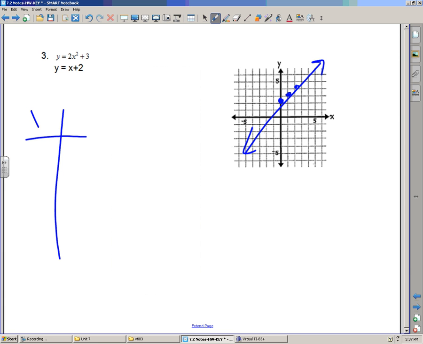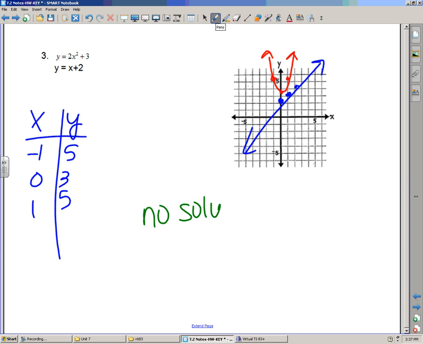For this particular one, we're going to type in negative 1, 5, 0, 3, positive 1, 5. And there is no solution here because these things do not intersect. So this intersection is no solution.